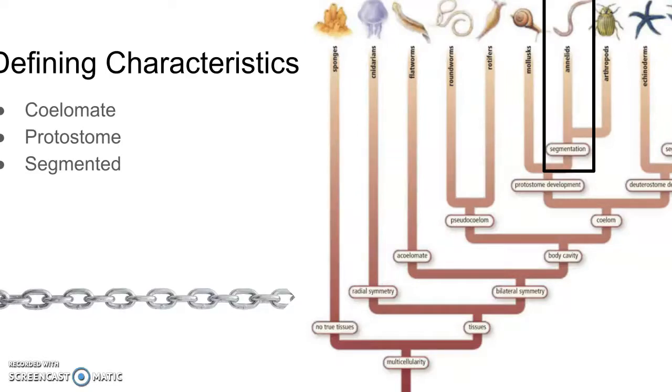So notice that now we are in the development of segmentation. And so these are all protostomes. We just studied mollusks, which are also protostomes, and annelids are also protostomes, but they have segmentation. So that's the difference between mollusks and annelids. Remember that we are now in the coelom also. So both mollusks and annelids are coelomates.